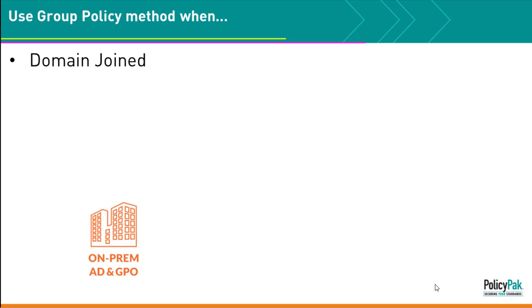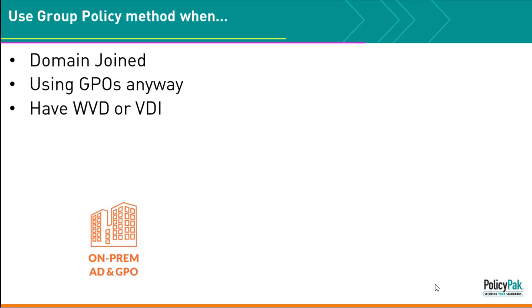Well, you'd use the GPO method, which we also call the on-prem or AD and GPO method, if you're domain joined, right? The group policy method only works when you're domain joined. If you're using GPOs anyway, fine choice. We hook into the infrastructure you already use. You already know how to use it. And most of our demos on the website use GPOs because a lot of people like to use that.